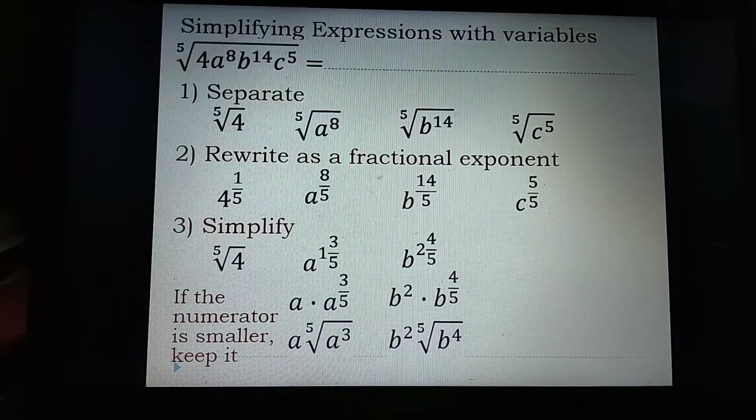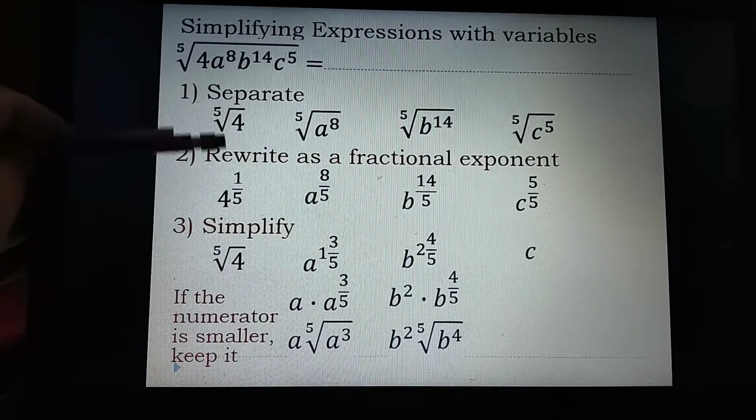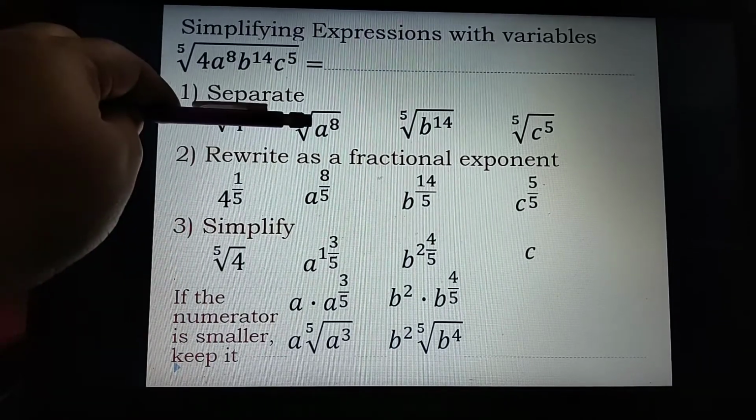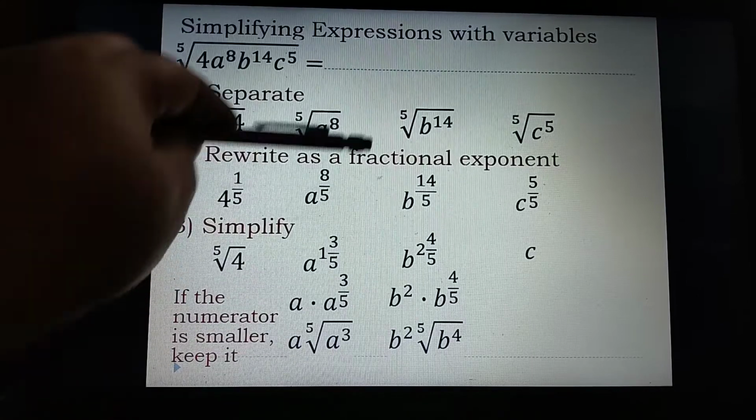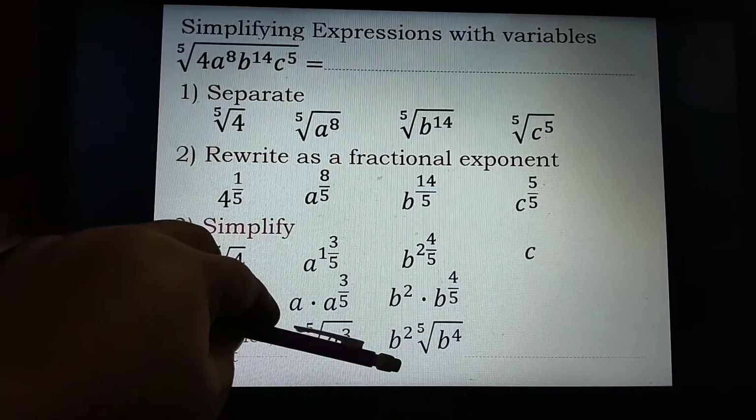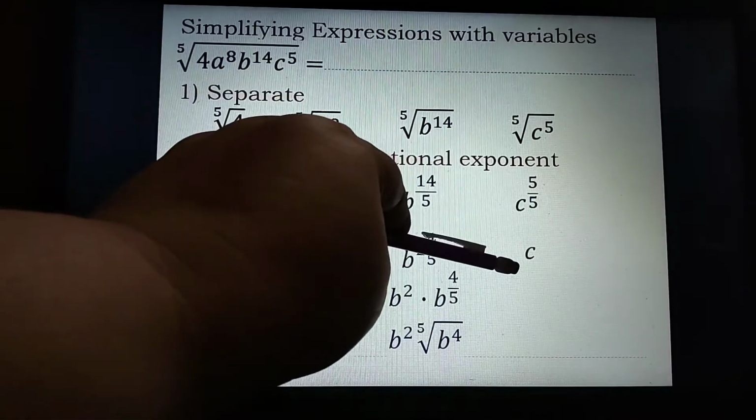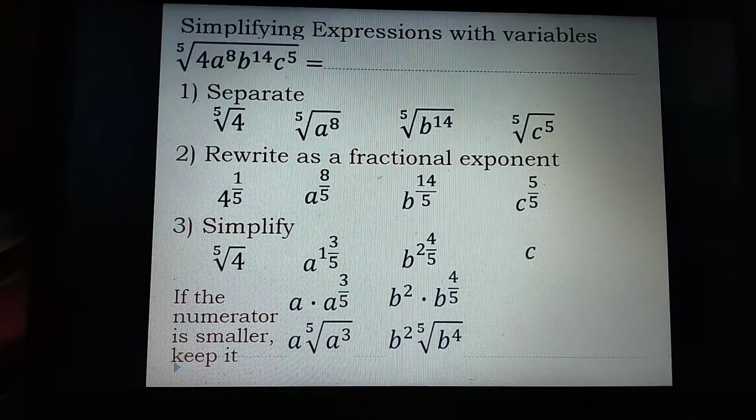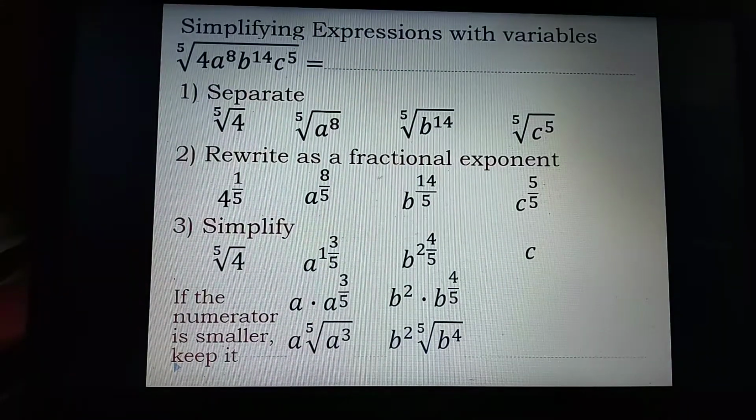Okay, now, C to the 5 over 5. 5 over 5 is 1, so that's just C. So I've got each part simplified. This stayed, this became this, this became this, and this became this. So now what I have to do is put them all back together.